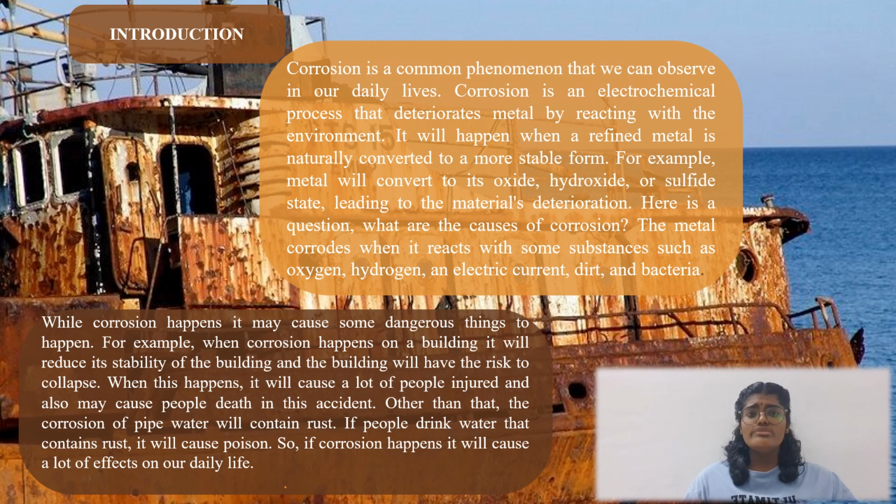But here, do we all know the causes of corrosion? Here is the answer. Substances such as oxygen, hydrogen, electric current, dirt and bacteria in the environment can cause the corrosion process to happen. What can corrosion do? It can do many dangerous things in our daily life, such as reducing a building's stability and causing it to collapse. Some things that happen because of corrosion can lead to accidents and deaths or can injure some people. Sometimes people can get sick or may be poisoned when they drink water from a rusted pipeline. This shows that corrosion leaves a lot of effects in our daily life. So let's find out more about corrosion in this video.